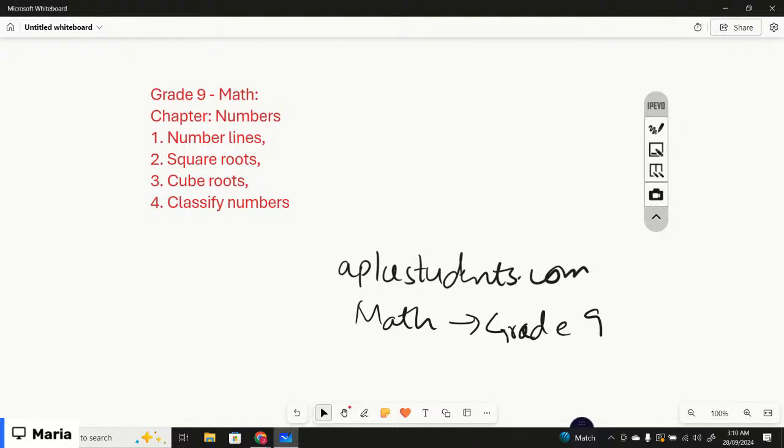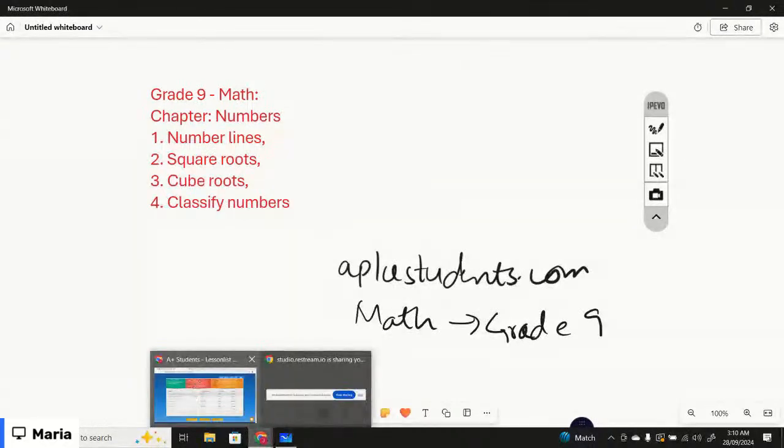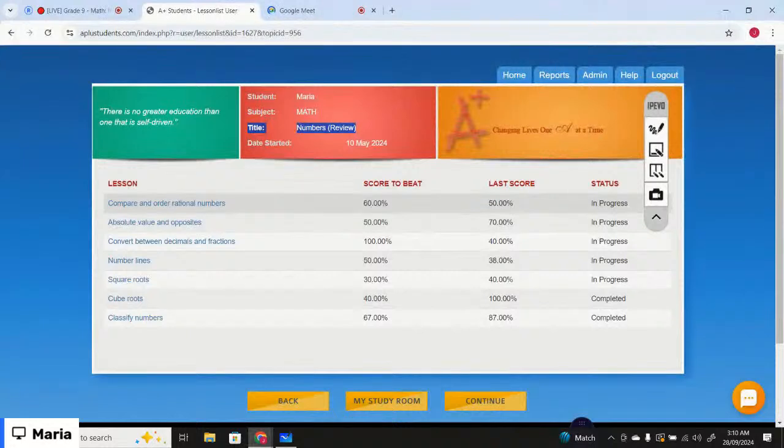We're going to start with the chapter numbers. The lessons we're going to cover today are number lines, square roots, cube roots, and classify numbers. So here I'm on grade 9 math. The chapter we are on right now is numbers. Let's just start with the lesson that is number lines.